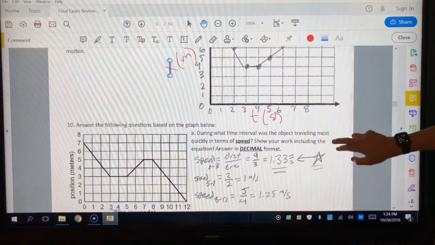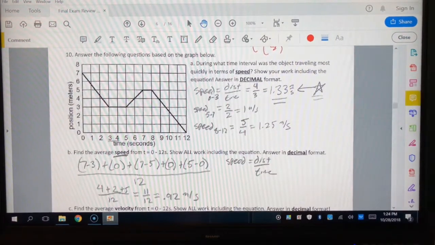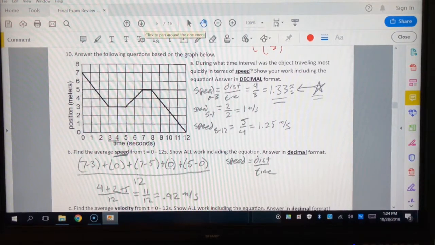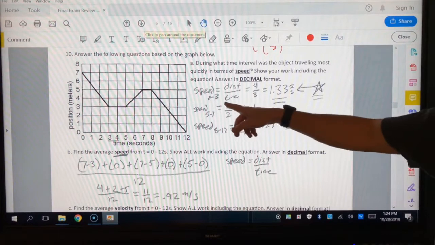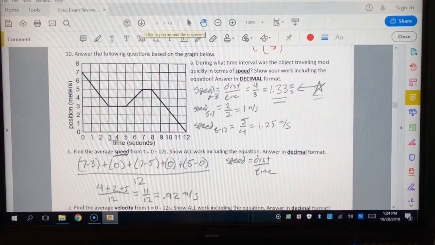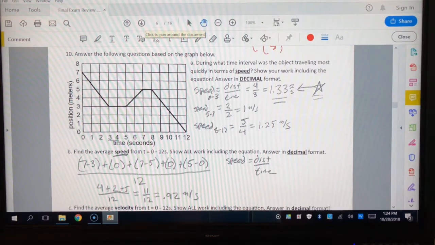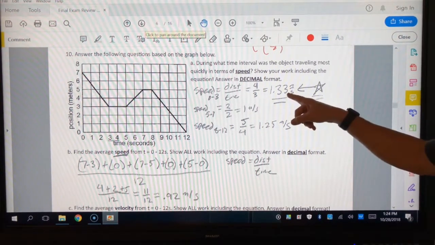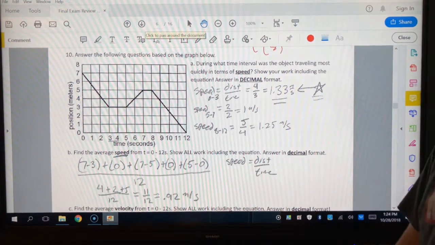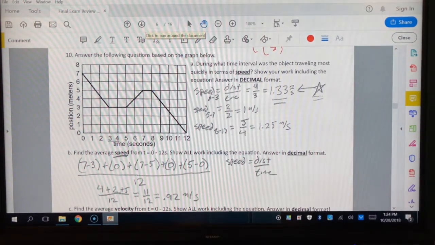They want us to answer the questions based on the graph. So during what time interval was the object traveling most quickly in terms of speed? So here I went through and actually found what the speeds are for each one. I just took the path length divided by the time, and I found out that 1.33 meters per second was the highest speed, and that would be from 0 to 3 seconds.